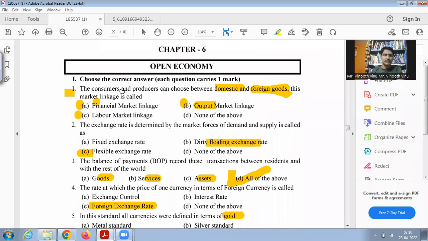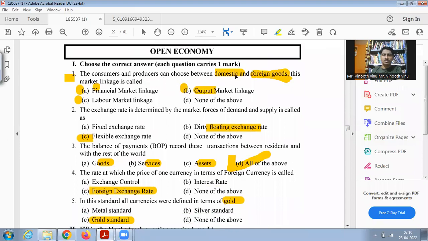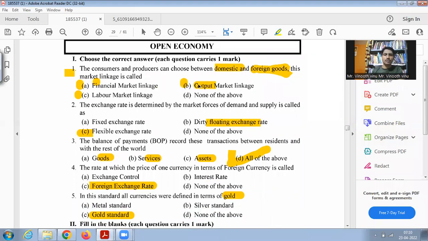First of all, the consumers and producers can choose domestic and foreign goods. That is output market linkage. If this is goods, foreign goods, therefore output. If that is financial services, financial market. Labor market, therefore it is the employees going abroad, employees coming to the country from abroad. This is labor market linkage from one country to another country.